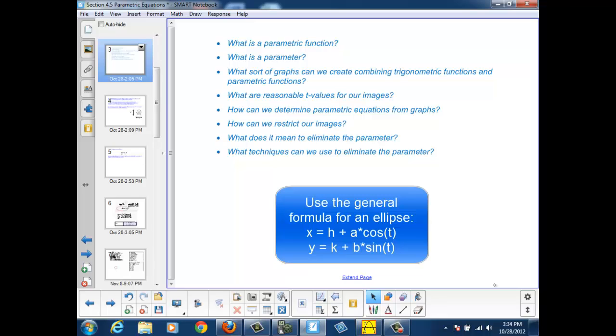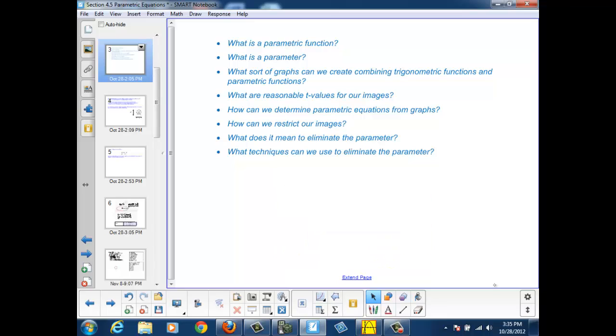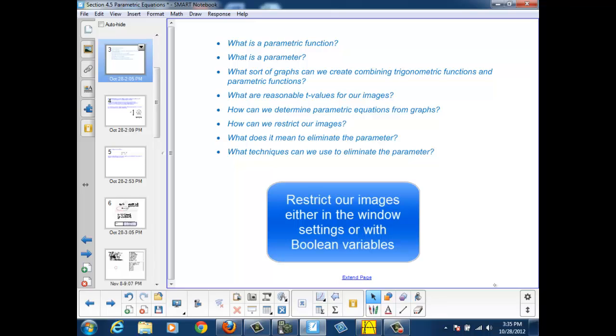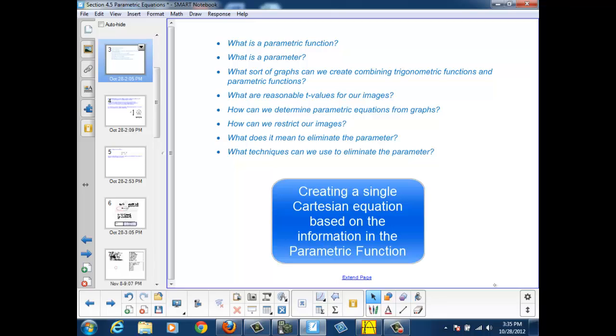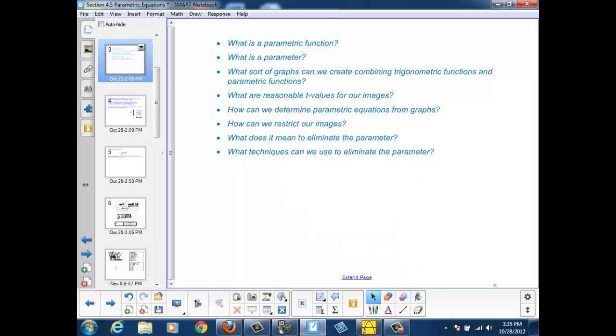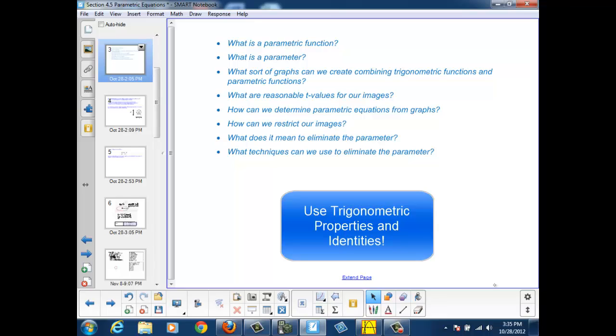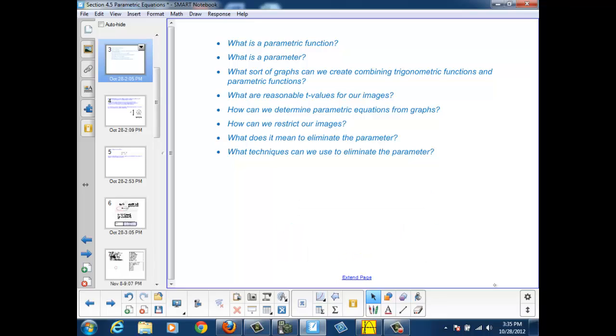We can determine our parametric equations by using the general form of the ellipse function. And we can restrict our ellipse image by restricting the t values in our window or by using Boolean variables. Finally, we can justify the image or link it to what we already know in function world by eliminating the parameter and coming up with a Cartesian equation that generates the same image. To eliminate the parameter, we can use trigonometric identities to combine our x and y information.